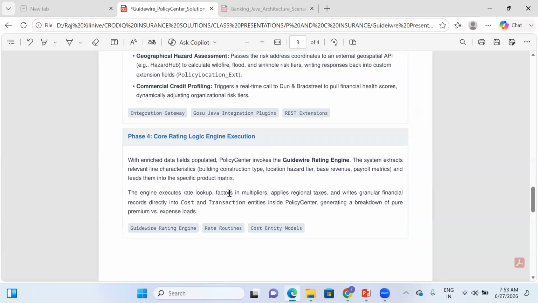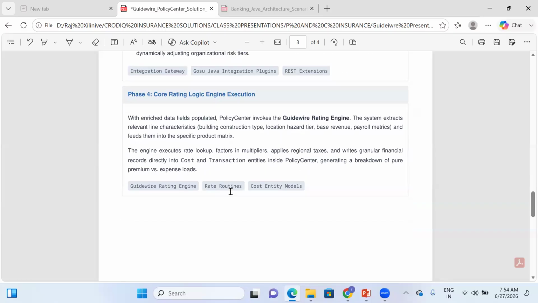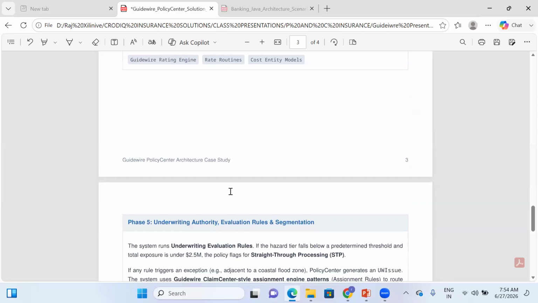The next is the core rating logic engine, which is to be executed, because this is a cloud one, okay? Earlier it was on-premise, now we are moving towards cloud, because if there is any quotation to be provided for a customer, there must be some logic implemented. So for that, core rating logic engine execution has to be performed. That is phase number 4, okay?